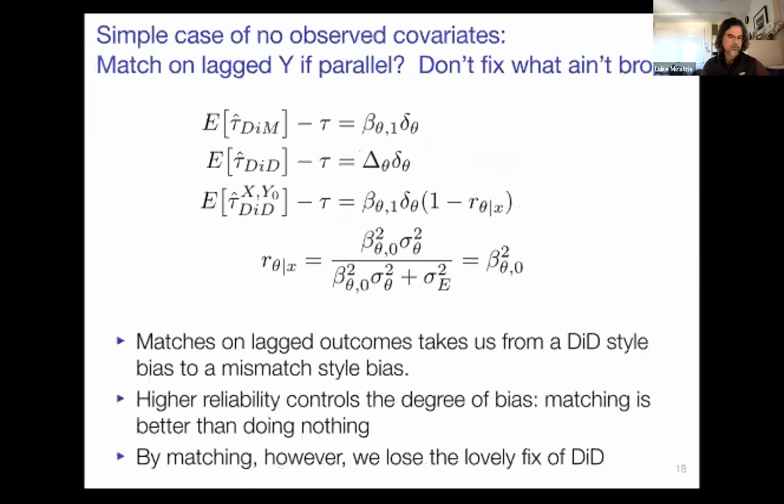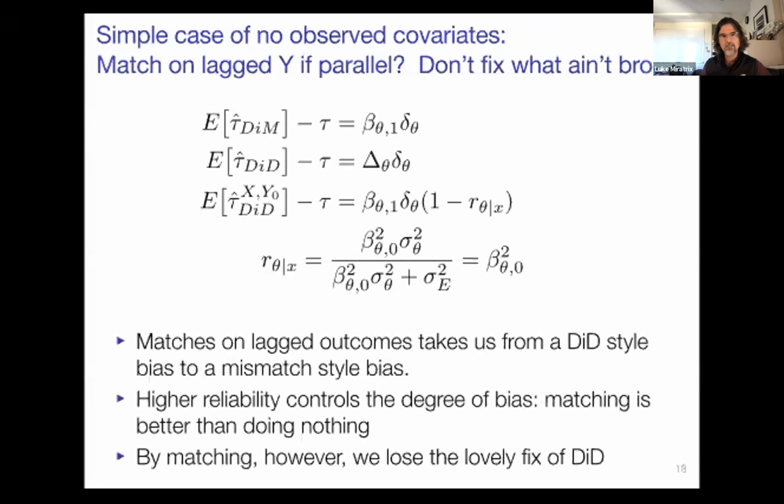So matching on lagged outcomes takes us from a diff-in-diff style bias to a mismatch style bias. If you look at that third equation, it looks a lot like the first equation, except it has this reduction due to the reliability. So if you think about, should I match on pre-treatment and then do a diff-in-diff analysis? And if your alternative is just to say, I'm going to just take the difference in means between my treated and control group after treatment, well, then you're going to be doing better than that, no problem. But that intermediate of just doing a diff-in-diff analysis without matching, that is a bit of a horse race between that versus matching. In some cases, one is going to be better, in some cases, the other.